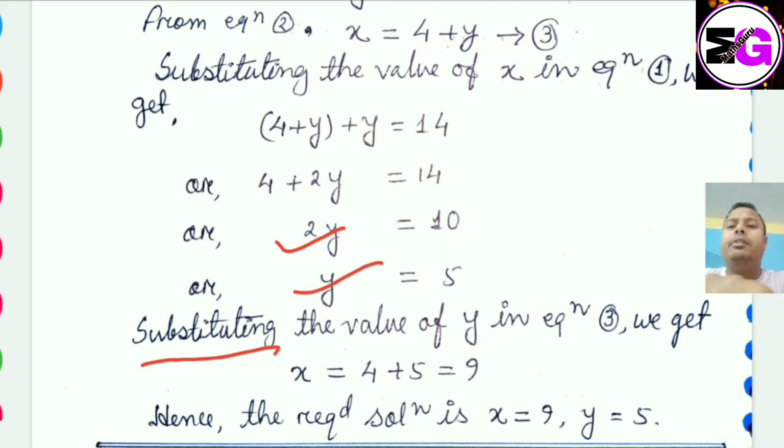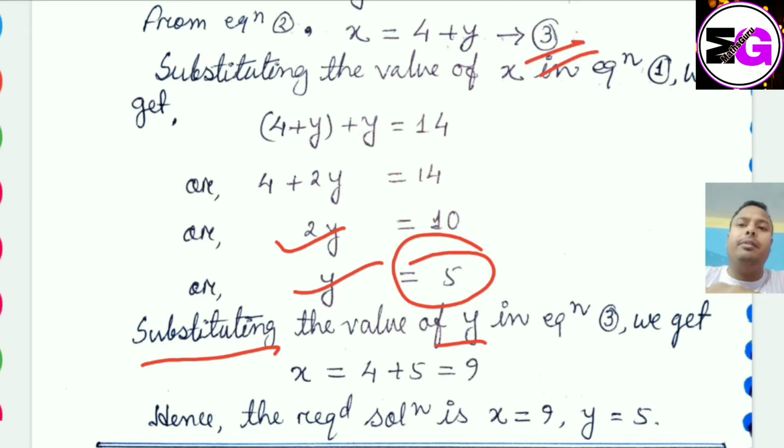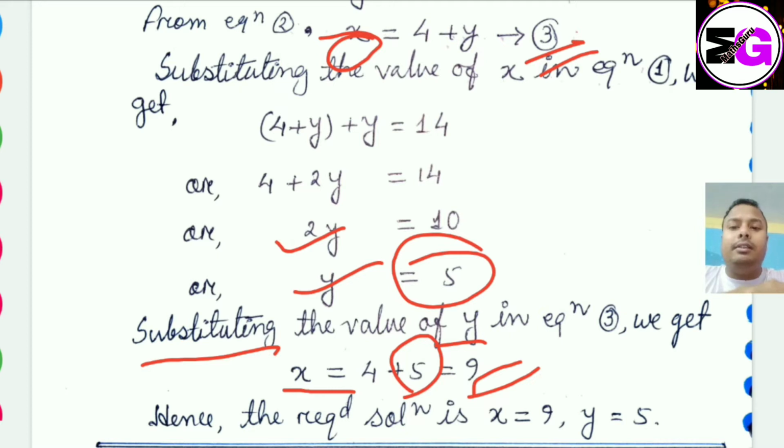Substituting the value of y, 5, in equation 3, we get the value of x. So x equals 4 plus y, that is 4 plus 5, equals 9. So x equals 9 and y equals 5. These are the solution of the pair of linear equations.